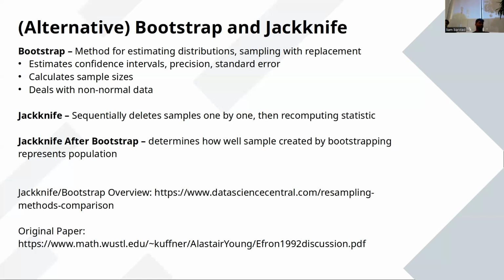And that can lead to creating a data set with an almost normal-ish distribution from potentially non-normal data. And then you can estimate things like confidence intervals, precision, etc., kind of as an alternative. On the other side of things, jackknifing, which is something I've never used before, you specifically delete samples one by one. What they mentioned in the book is this idea of bootstrap and jackknife, or rather jackknife after bootstrap.